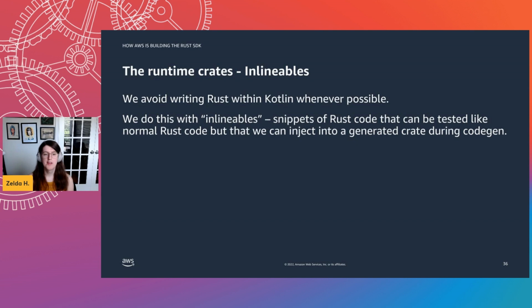And I glossed over this earlier, but we also have Inlineables. The general thing is that we want to avoid writing Rust within Kotlin as much as possible, because it's not very easy to do all your coding in a string. We want nice IDE support, and we also want it to be easily testable with existing tools like Cargo and so on. So what we do for that is we have something we call Inlineables, which are Rust files that can exist on their own and have tests, but then at CodeGen time, we copy them over into that generated crate so that the crate can use them.